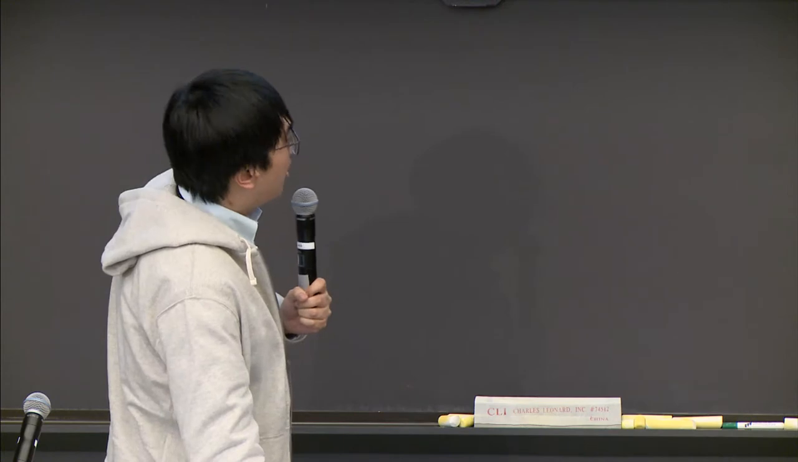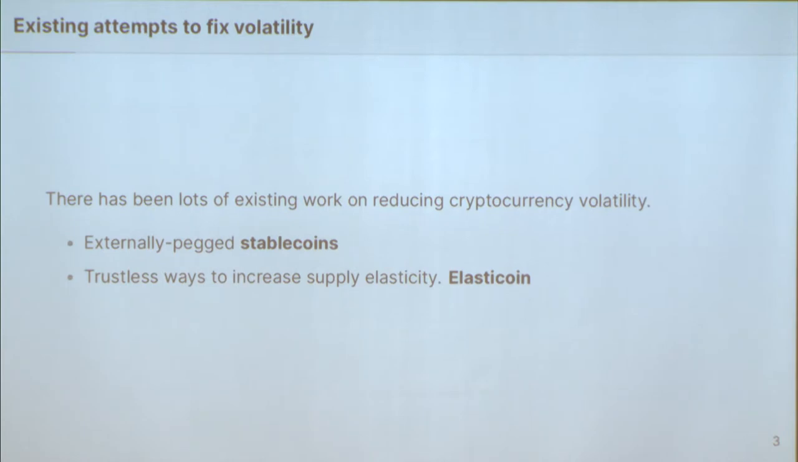And the main problem causing this extreme volatility is very inelastic supply. This is because cryptocurrencies are typically issued on fixed schedules, so X amount of Bitcoin per hour, and it does not respond to the market at all. So let's look at some existing attempts to fix volatility. The most classic way is using stablecoins, which peg the coin to an external asset, such as the US dollar. There are also trustless ways of increasing the supply elasticity. This includes my previous work, which is ElastiCoin.